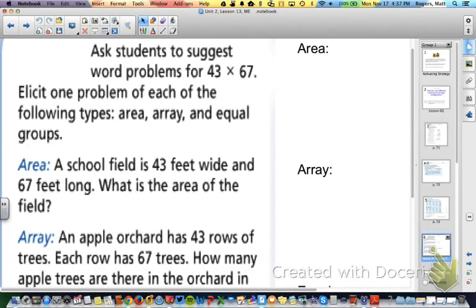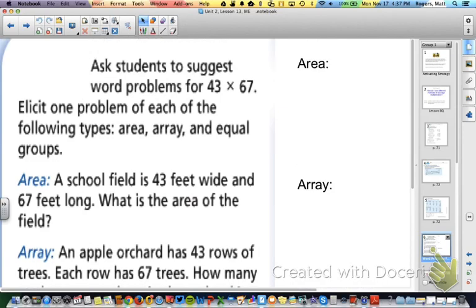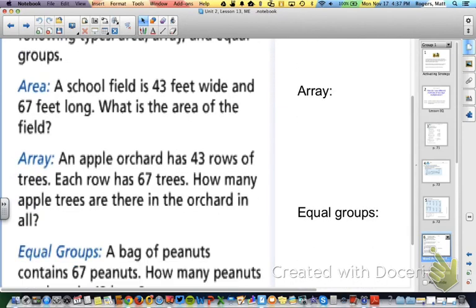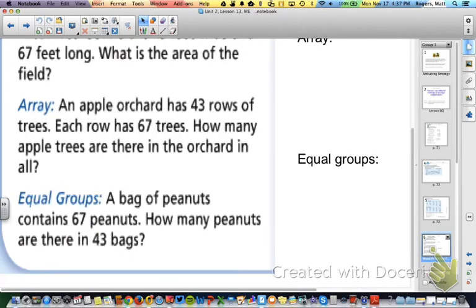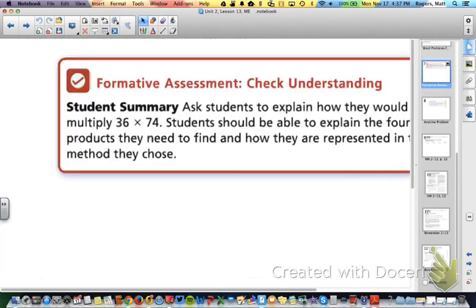For the rest of the class, we spent some time looking at how to create problems in the area, array, or equal groups method, more or less just ways that you could rewrite multiplication problems. And finally, we did a general assessment. For the most part, that's all we covered today. I know that's a lot because those are 4 dynamically different but relatively similar multiplication methods. If you have any questions, let me know, and I hope this was helpful.